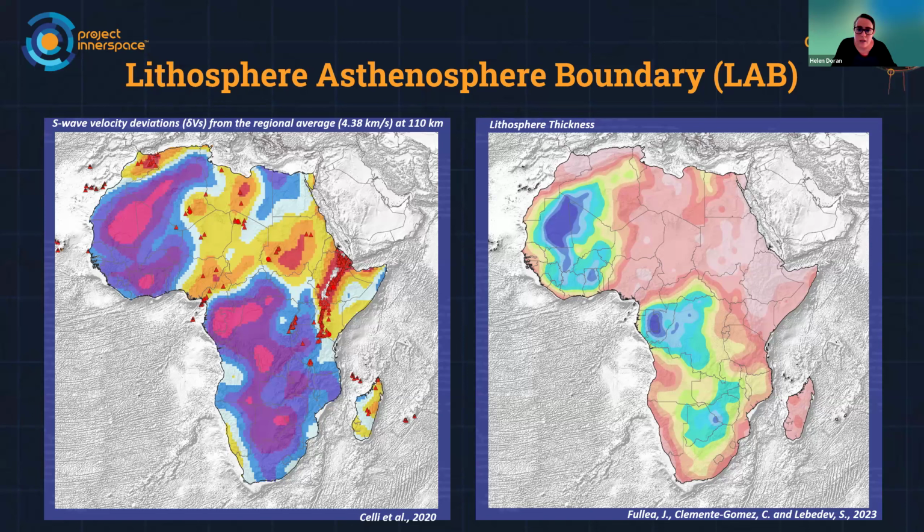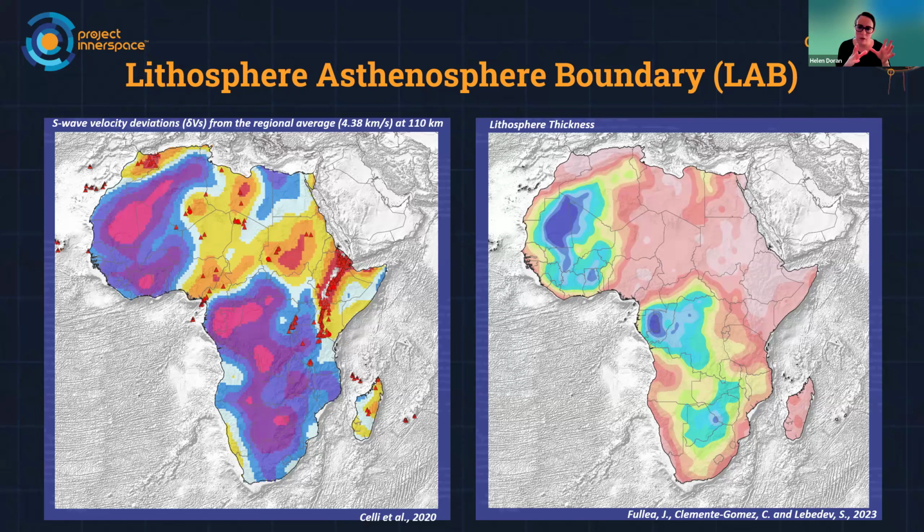And the map that you see on the left-hand side of your screen, the lovely colorful map, highlights S-wave velocity deviations from a regional average. So we plot these against what we expect the average to be, and we always plot it at a certain depth, and the depth displayed here is 110 kilometers deep.